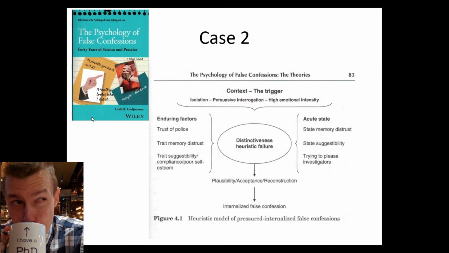Gudjonsson's heuristic model says that internalized false confessions occur when a particular heuristic is not followed. Normally, when testing our memory, we follow what Schacter in 2007 called the distinctiveness heuristic, which demands, before we say we remember something, that we be able to recall what would be distinctive about the experience.